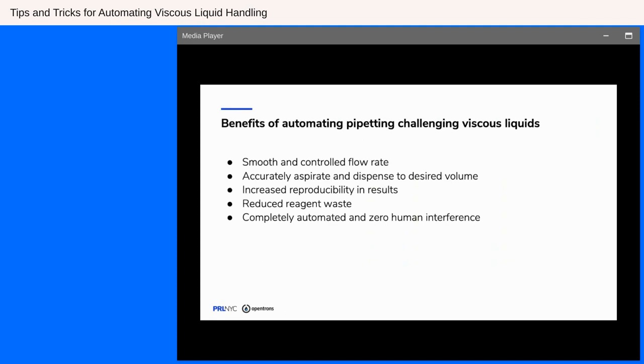liquid handlers to handle viscous liquids, which is not possible if you're dispensing manually, or if you're using manual processes for your protocols. And we are able to achieve accuracy, which we showed in the results part, which is very close to our water CV. And this accuracy holds for aspiration and dispense of the desired volume. Finally, we're able to increase the reproducibility of the results, reduce reagent wastage, and do this completely automated without any human interference.